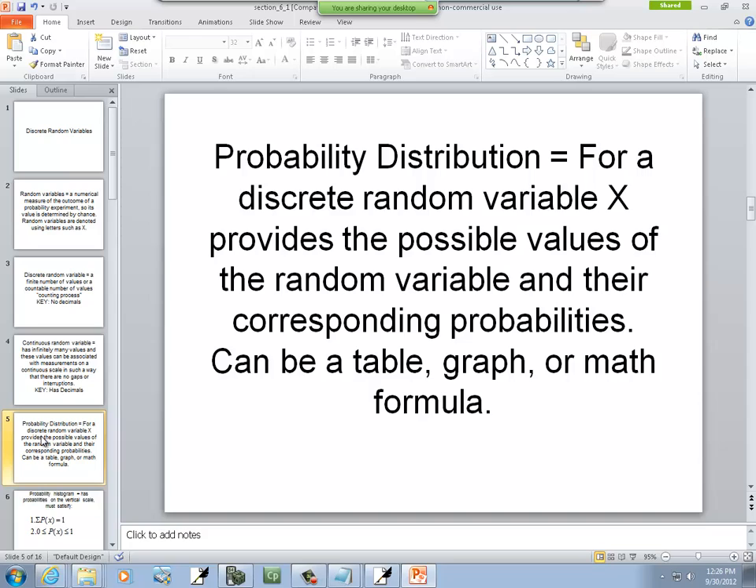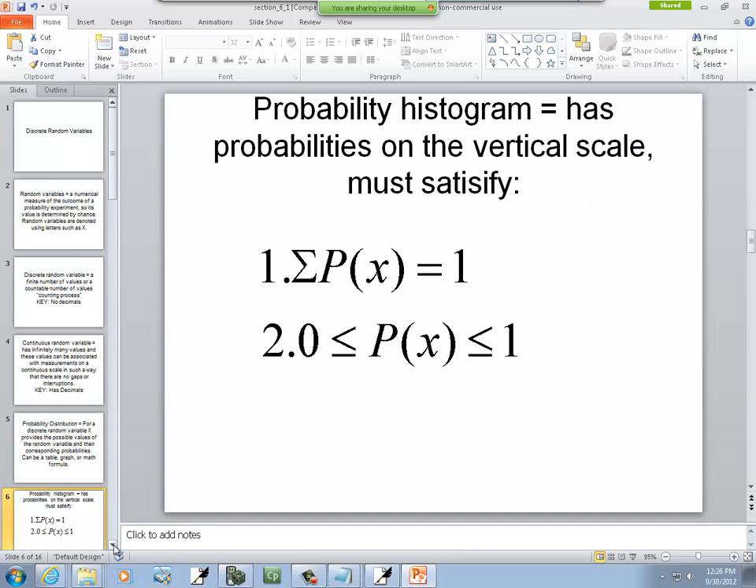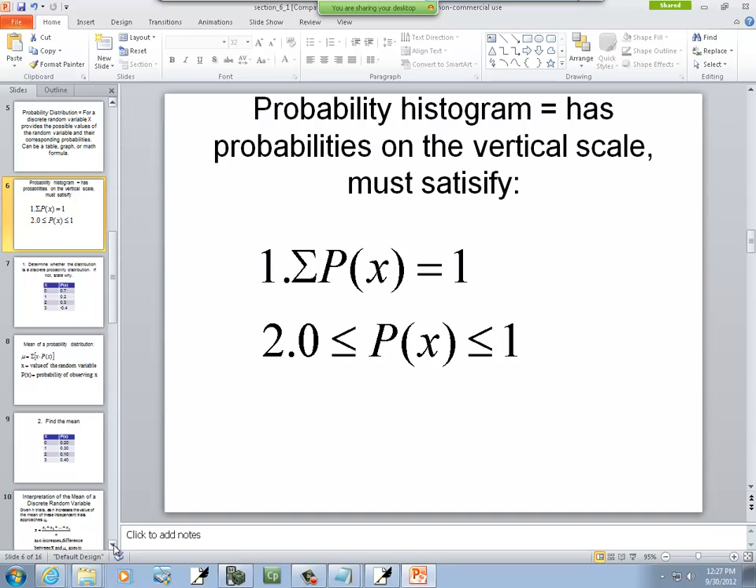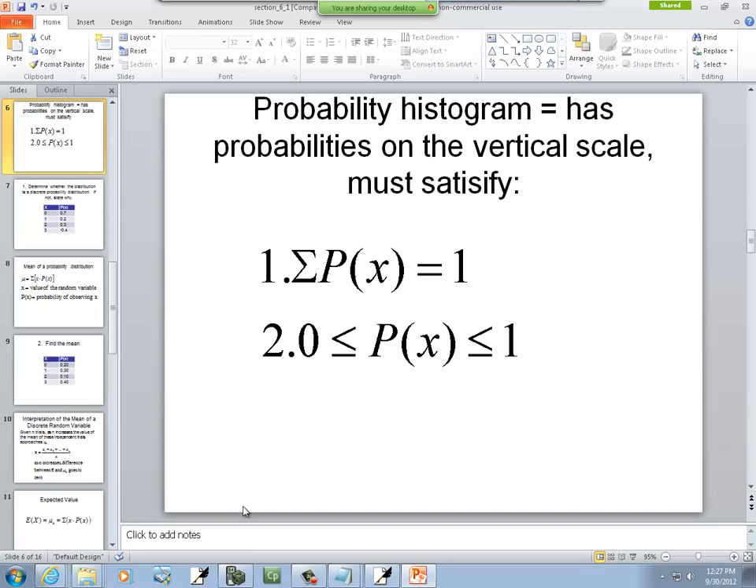Now, probability distribution. We've looked at this already. This is for a discrete random variable x. It provides the possible values of the random variable and their corresponding probabilities. It can be a table, graph, or math formula. We've looked at creating a table, but we'll look at ones already existing in this chapter. You could have a graph or, again, the actual formula. Just to refresh your memory on probability distributions.